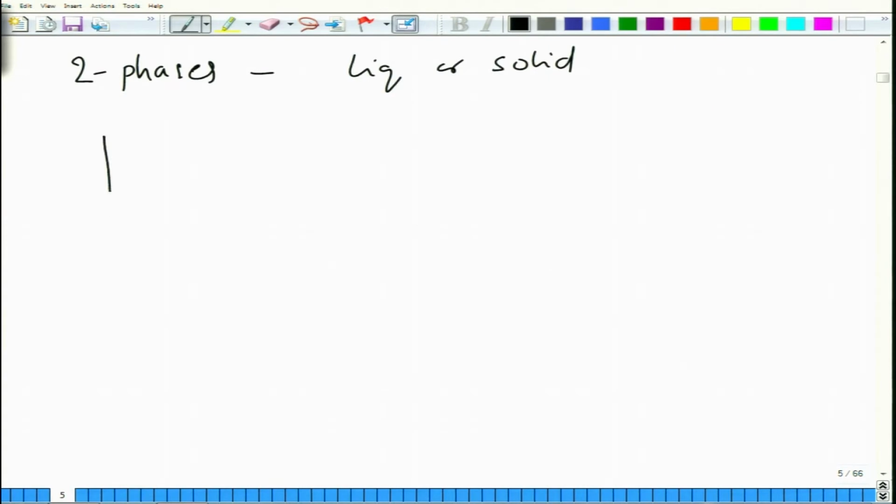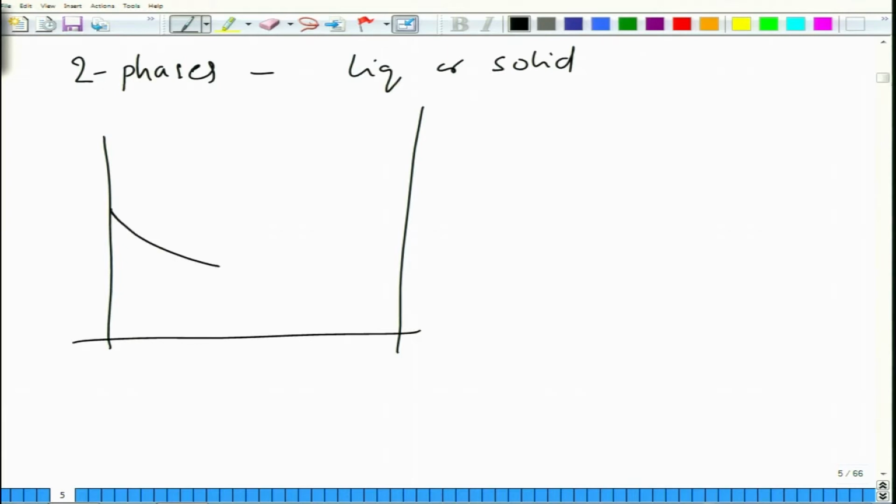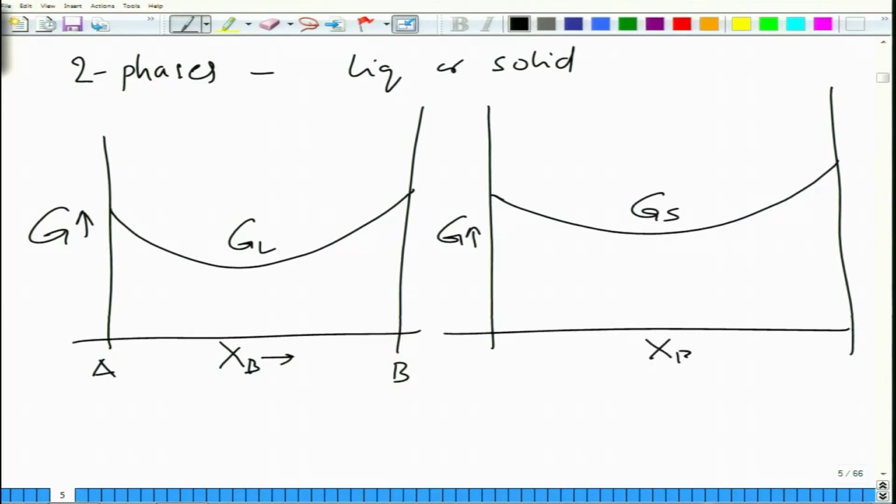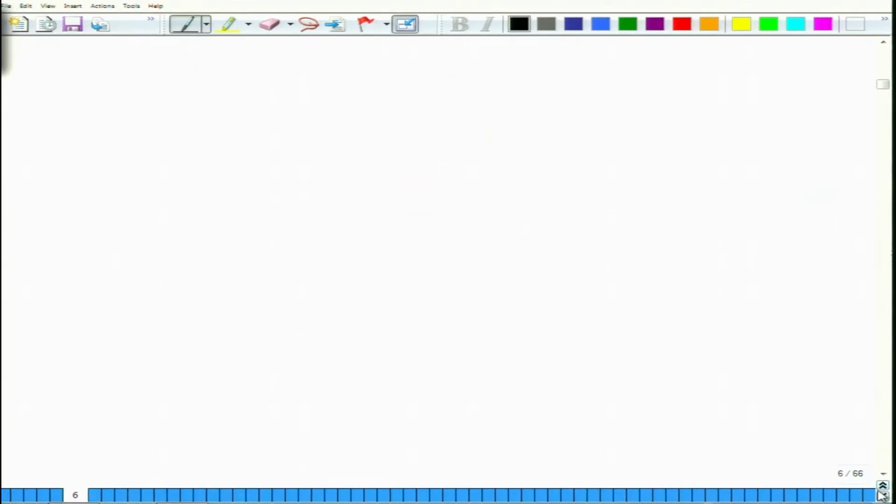Okay. So, the free energy of liquid is let us say like this. So, this is GL and you may have another free energy curve for solid, which may be a little shallower as compared to it. All right. Okay. Now, let us look at a few cases or few instances of temperature.